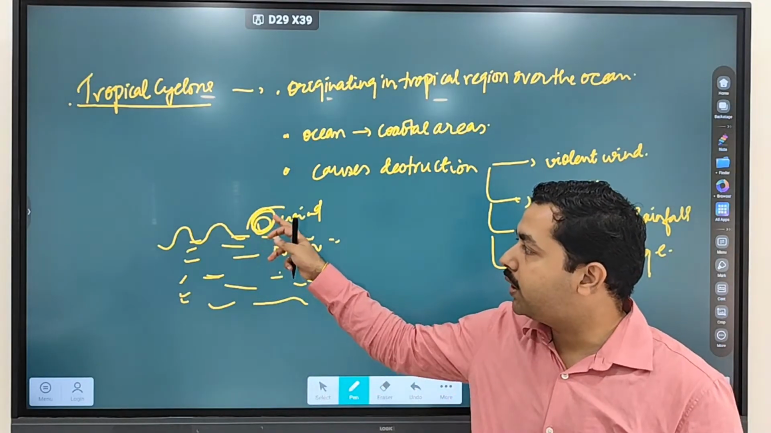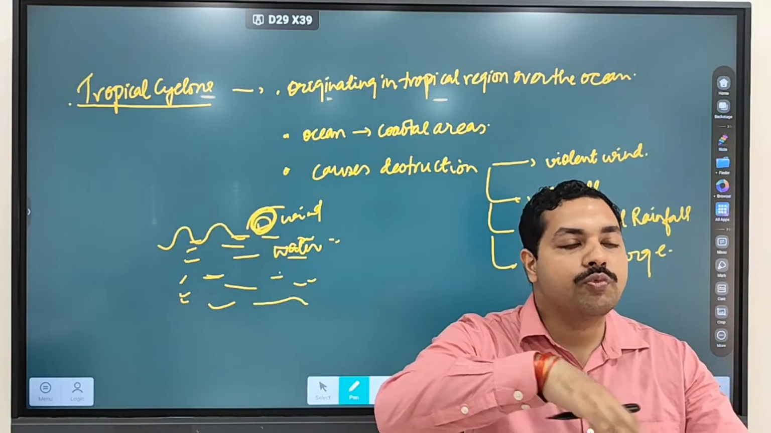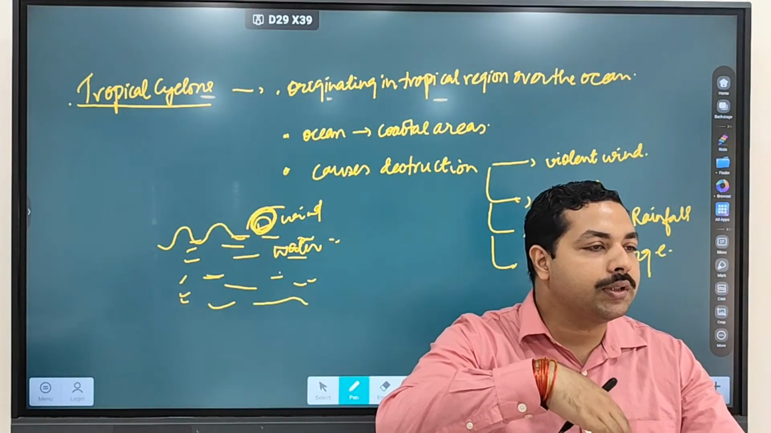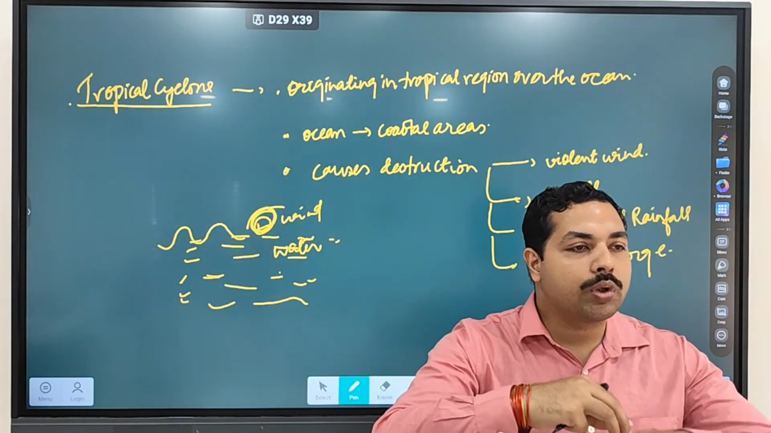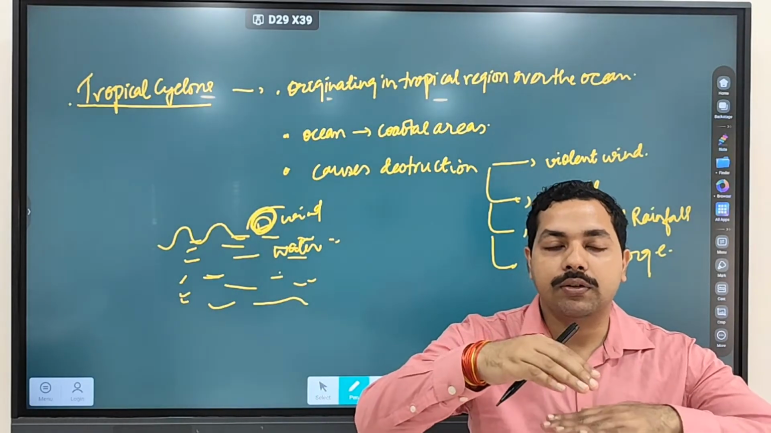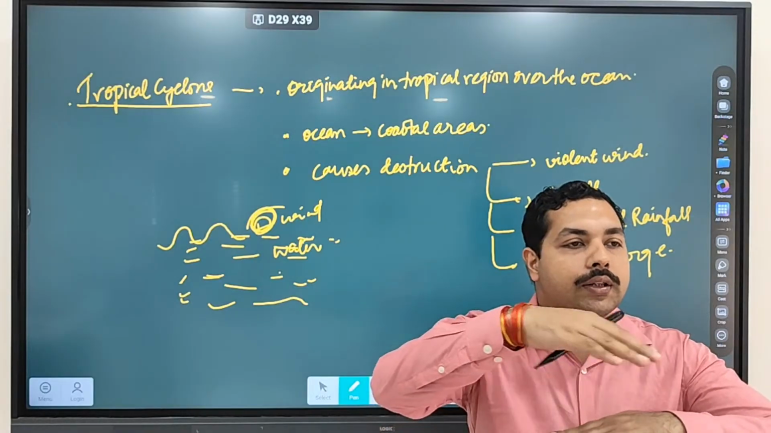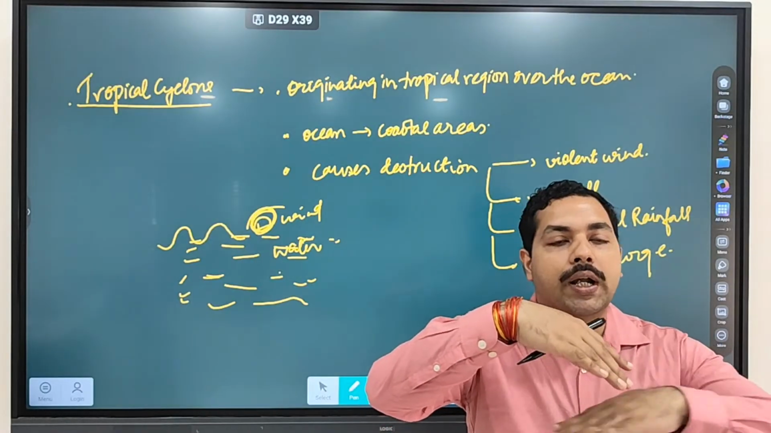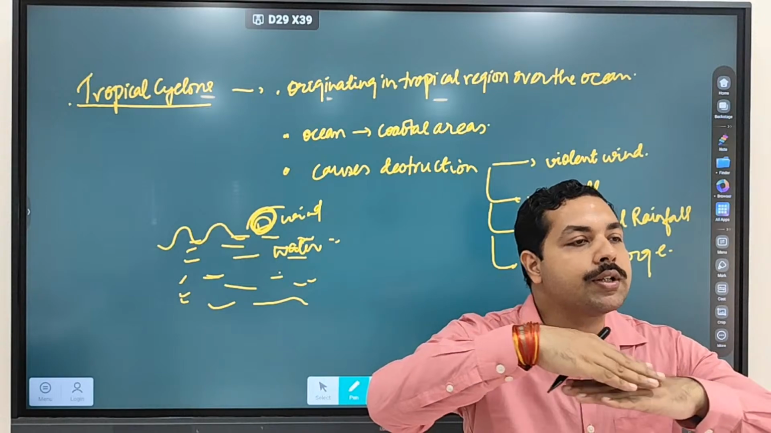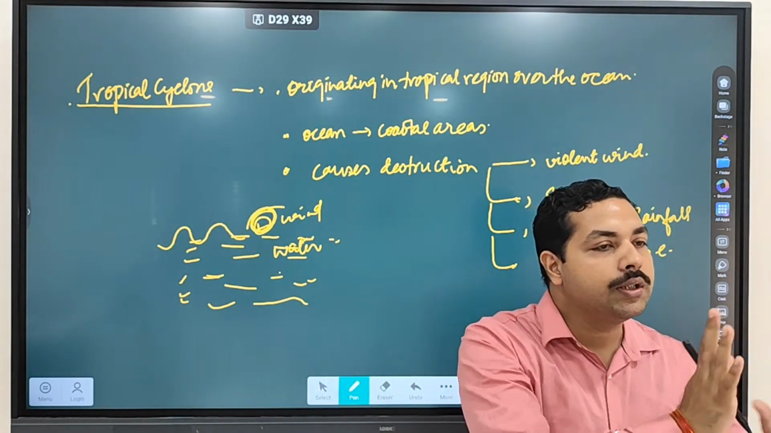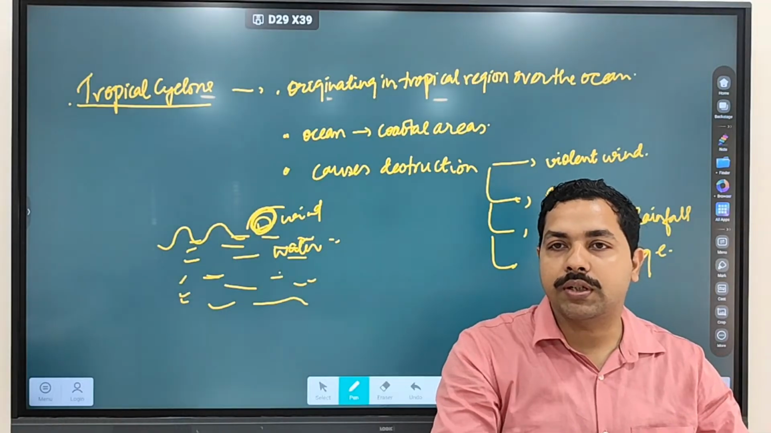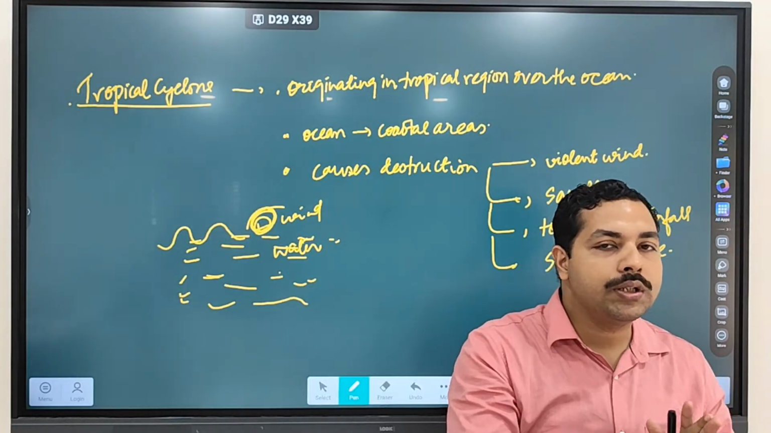Clear? So when the wind is moving over the ocean, what will happen? Friction is going to be generated between wind and water. Oceanic water is static, while the wind is moving, so it will try to take away water also. As a result, friction is generated. Because of this friction, waves are going to be generated.